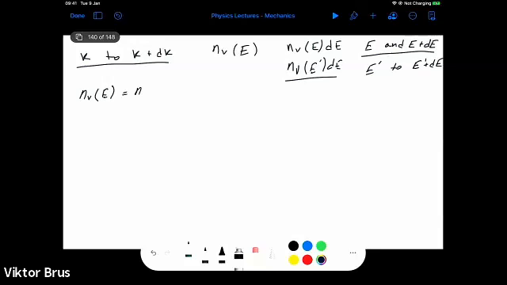equal to N naught times exponent of minus E divided by kT. So this is the Boltzmann distribution. Here N naught is the number of molecules per unit volume which has energy between E equals 0, so from 0 to energy equal to some dE.